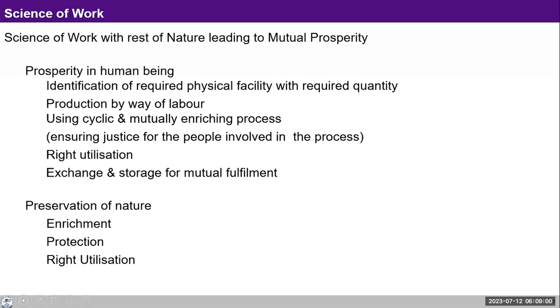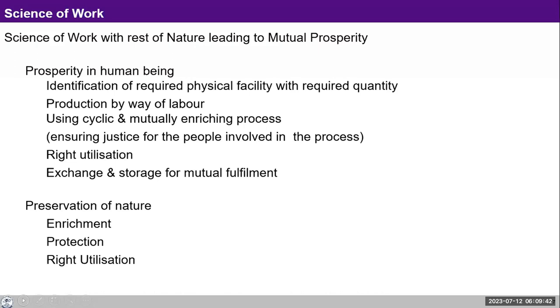So, this was just an example, but we can see within our own homes, our clothes, our shoes, our furniture, the books we have, curtains, things like that. Whatever we have, are we rightly utilizing it or not? And exchange and storage for mutual fulfillment. So when we produce something, one is to store it properly. If we don't store it and it gets spoiled, again, where is the prosperity? You feel like everything got damaged.